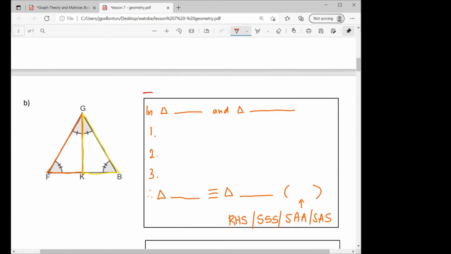So all I want you to focus on at the moment is writing this first sentence. So which 2 triangles am I working with? That's all I want you to focus on. Okay, so everyone give that a try. And when you feel comfortable, let me know which 2 triangles we're dealing with.